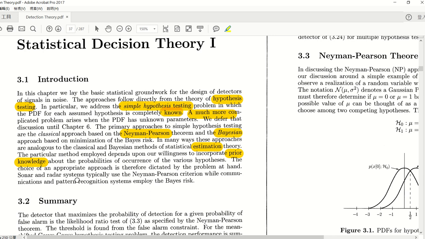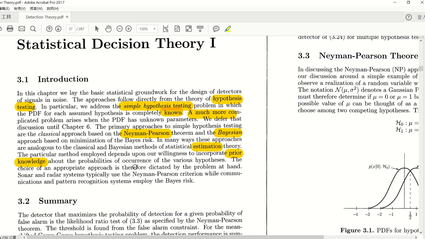To put it in plain English, it is something you know in advance, meaning that you know that before you do observations, before you do estimations, detections, before everything that you do, the information is available to you. That information is called prior knowledge. Okay, so prior knowledge about the probabilities of occurrence of various hypotheses.